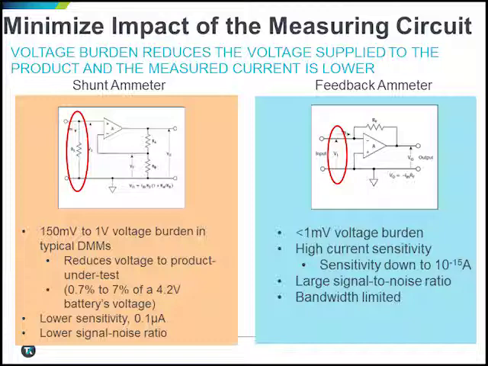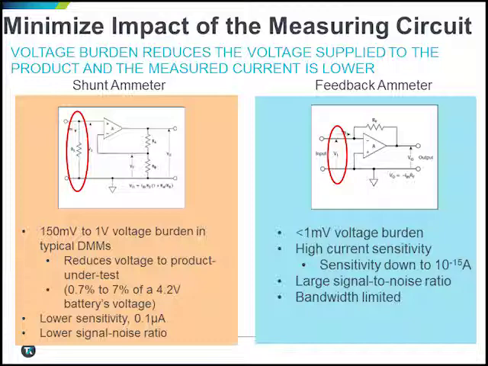A typical 6.5-digit DMM, a good quality DMM for example, can add voltage burdens of 150 millivolts to 1 volt to a circuit. If you are using a battery with a voltage of 4 volts or less, the voltage burden can reduce the circuit voltage by 7% or more. That is a lot of error added to the measurement uncertainty, and the signal-to-noise ratio is also reduced. In general, the shunt ammeter topology limits sensitivity.